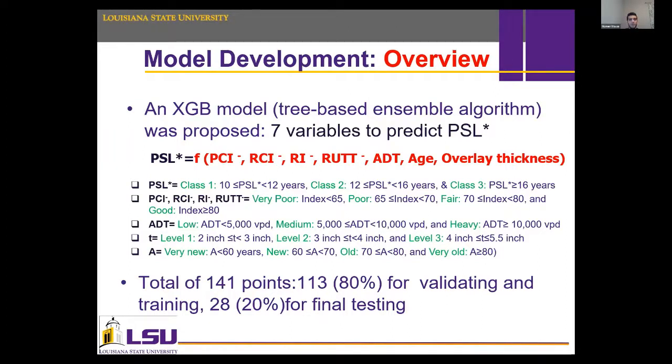So we developed an XGBoost model, and XGBoost is a tree-based ensemble algorithm. In this model, we used 7 variables to predict the PSL star, and this model was a classification model. So these are the inputs that we use, and this is the output. For all of these variables, we converted them into classes. So for example, the PSL star, we converted it into 3 classes. Class 1 is PSL between 10 and 12, and so on. In our model, we used 80% of the data for validation and 20% for the final testing.